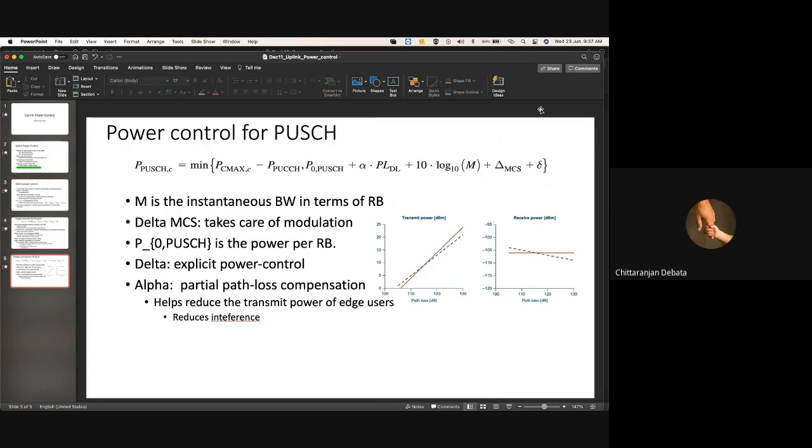Sir, could you please explain those plots? These plots are just an example. This red line is the actual path loss. This blue line is fractional power control. So you're not compensating for the entire path loss, but only a fraction of it, essentially alpha times path loss. Alpha is less than 1, so the slope is less. Because you're doing that, the receive power will also be less. That's what it means, nothing more than that.